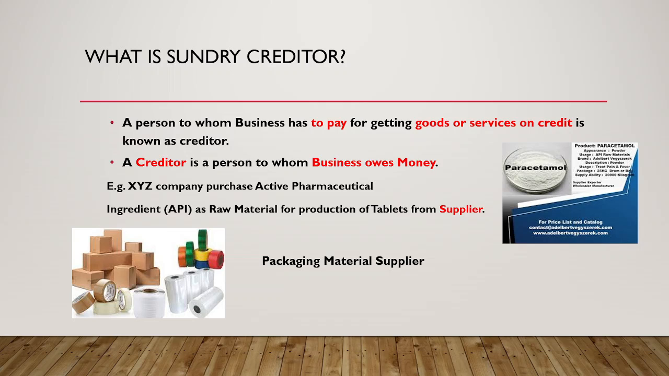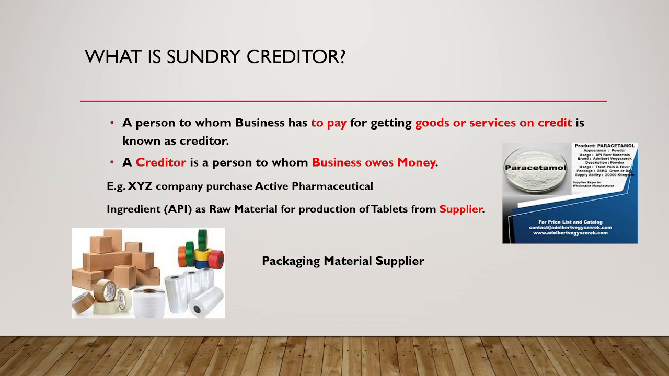Now, the pharmaceutical company XYZ is going to purchase this particular API from some supplier. In return, XYZ will be making payment to the supplier, but the payment is not done immediately in cash. On the contrary, the payment is done in the form of credit. That means the payment will be done after a certain period of time, maybe 1 month or 3 months.